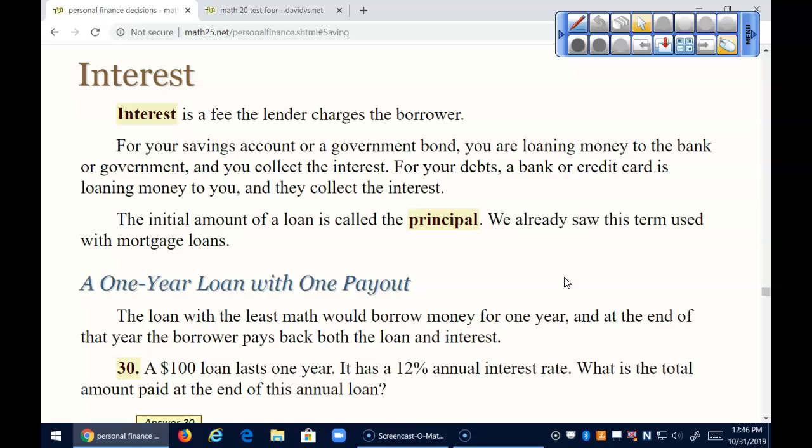There is a lot more if people are hungry. So interest is a fee. It's a fee that someone who lends charges someone who borrows. If you have a savings account, if you buy a government bond, you are loaning money, so you get the fee. If you have a credit card, you are borrowing money, so you pay the fee. The initial amount of a loan is called the principal, the same word we used for mortgage loans.